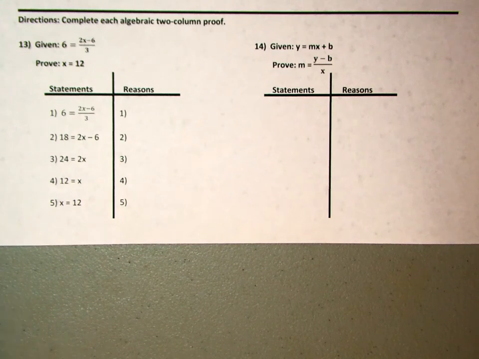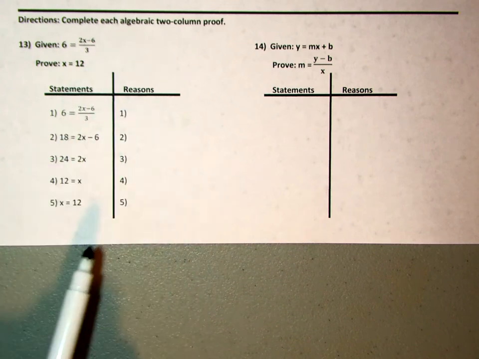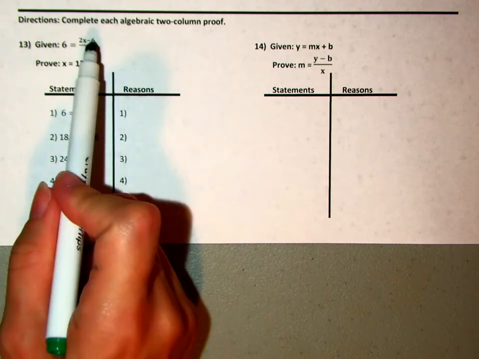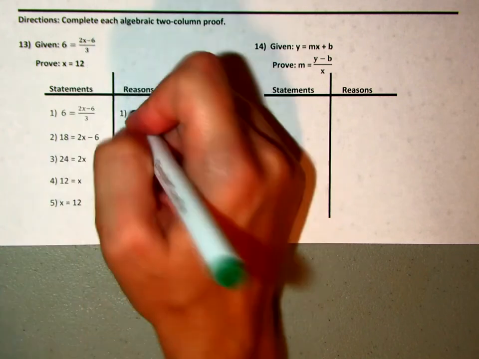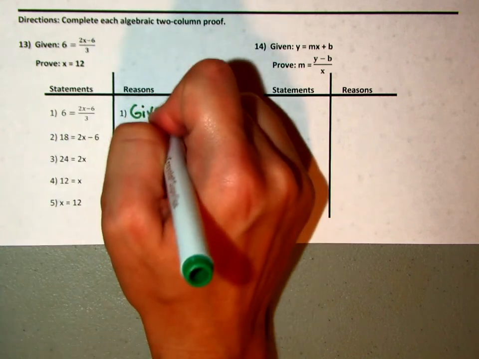This is numbers 13 and 14 on the study guide. Number 13 is a proof, and they filled it out for us. So if you look, the very first statement matches the given, so this has to be given.